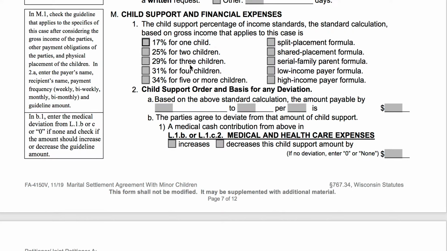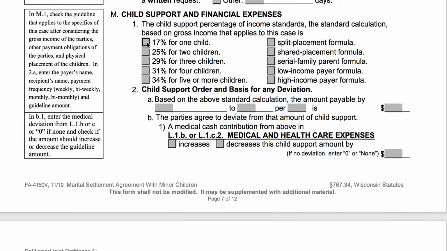Okay, so the ones over here in the left-hand column, this is the percentage standard. The percentage standard is generally used when you don't fit into any of these categories. So it's usually going to be a situation where you have primary placement with one parent, where there is no split placement, and again, I'll get into all these terms in a minute, nobody's high or low income and all that sort of thing. So if you're in the percentage standard, that's really easy.